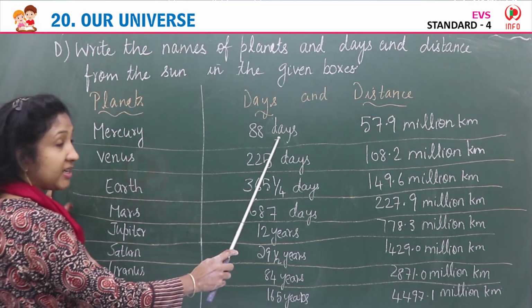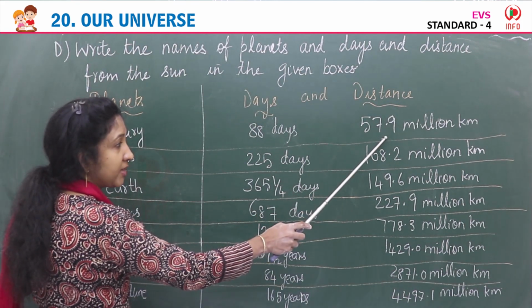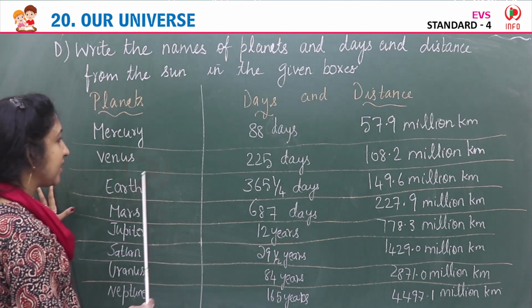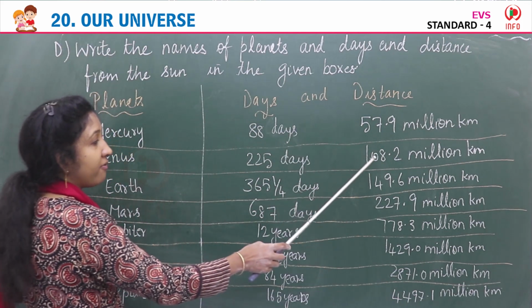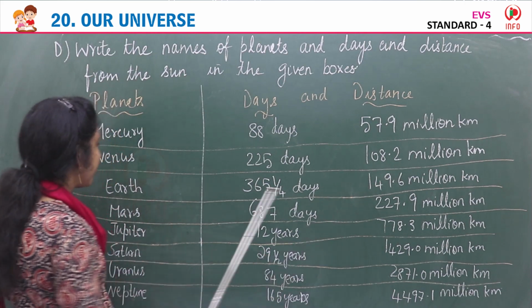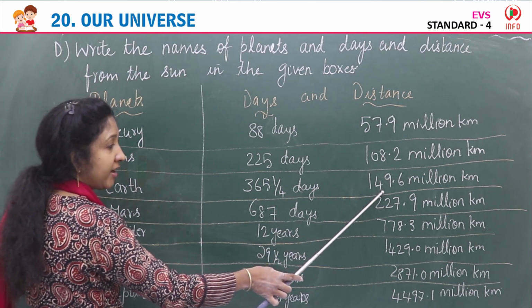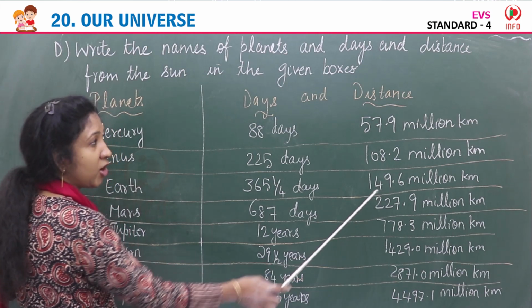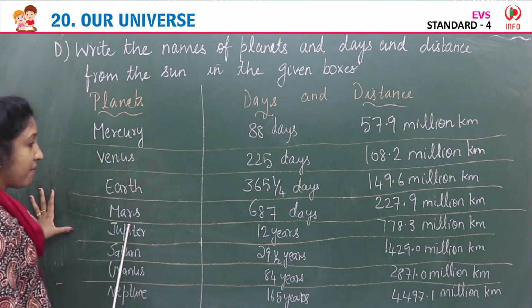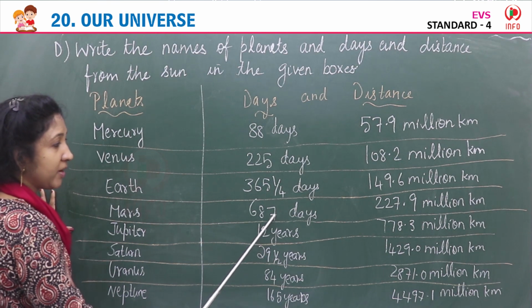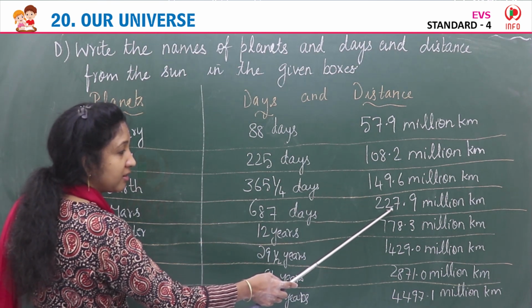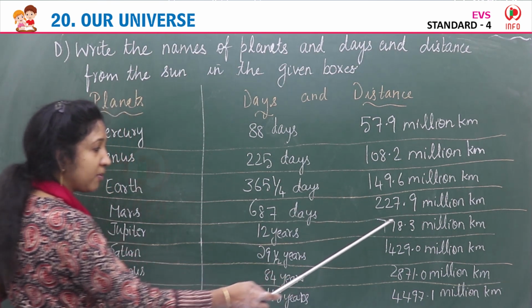Mercury takes 88 days, then distance 57.9 million kilometer. Venus 225 days, 108.2 million kilometer. Earth 365 and 1/4 days, 149.6 million kilometer its distance from the sun. Mars 687 days to orbit the sun, and distance from the sun 227.9 million kilometer.